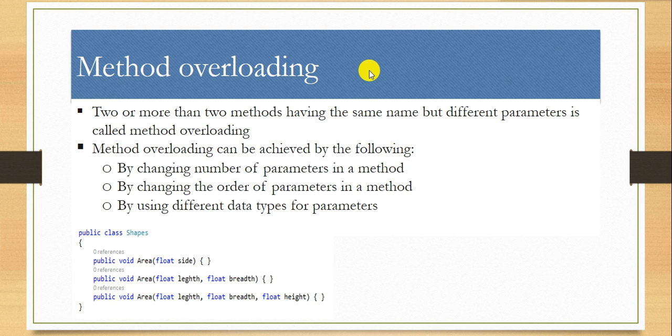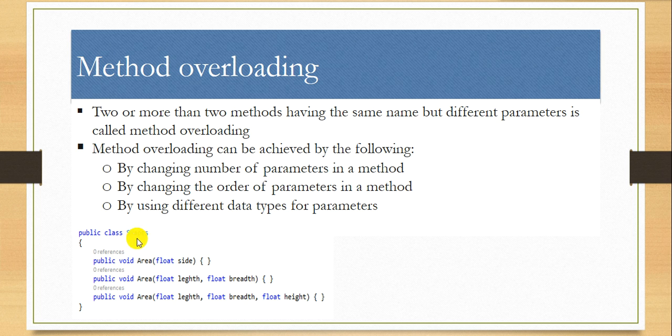So now I'm going to talk about what is method overloading. Method overloading is used because two or more methods can have the same name but different parameters. Method overloading can be achieved by changing the number of parameters in the method, changing the order of parameters in the method, and by using different data types for parameters.